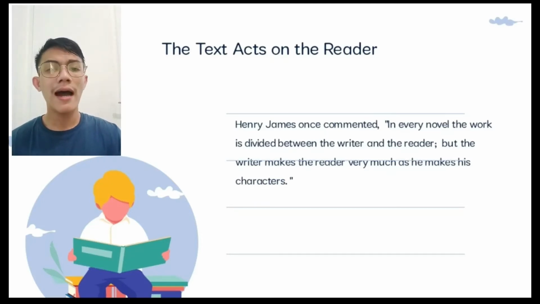When you look at how a text manipulates the reader's responses, you'll see that it's a strong tool. As Henry James once said, in every novel, the work is divided between the writer and the reader. But the writer makes the reader very much as he makes his characters. Examining a text to understand how it affects a reader is similar to the structuralist approach we discussed in chapter 8.